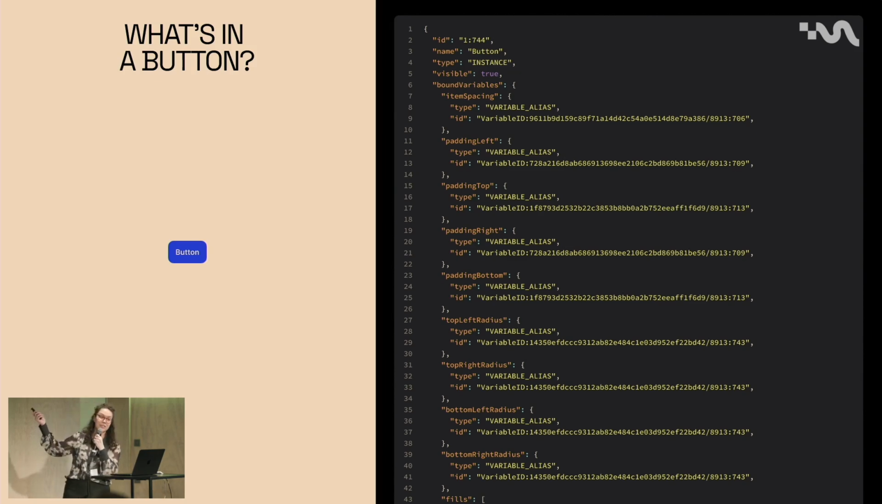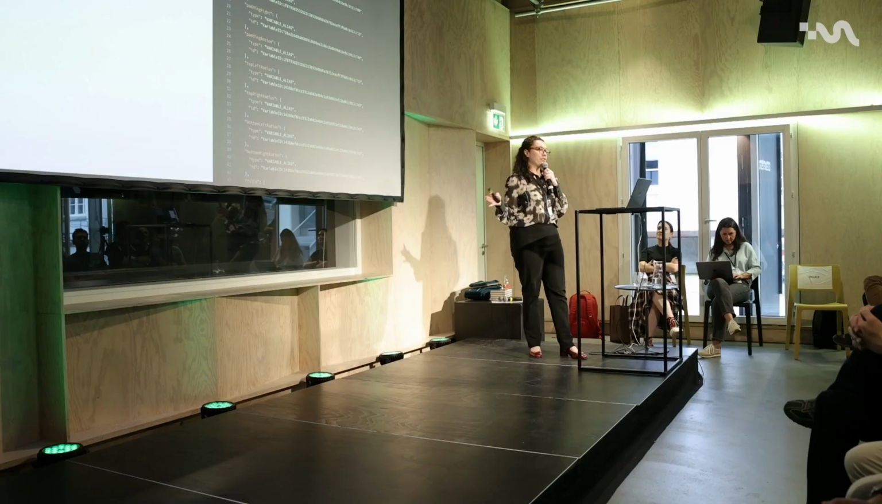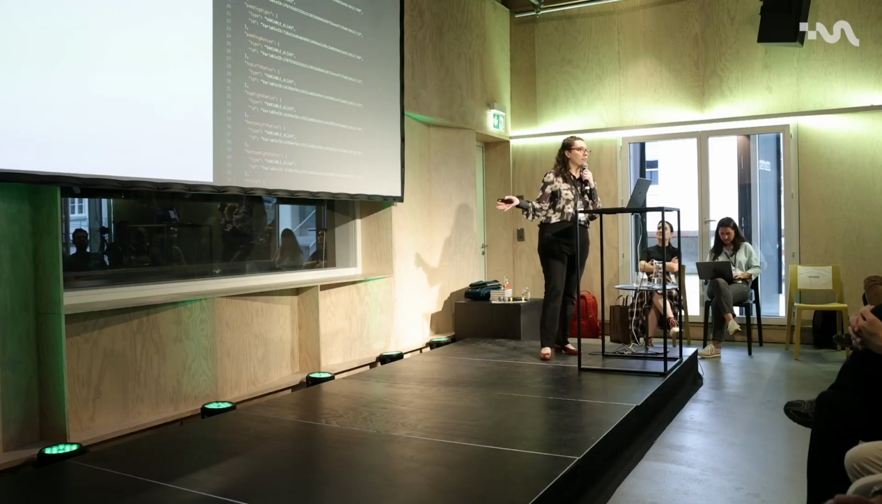So in this response from the Figma API, we can see that Figma is tracking bound variables, so we've got the variable alias and variable ID. And it's tracking these variables for padding, for our corner radiuses, and our spacing. So it knows that this button's padding references design tokens. So this isn't just static design data, it's structured semantic information that we can work with programmatically.